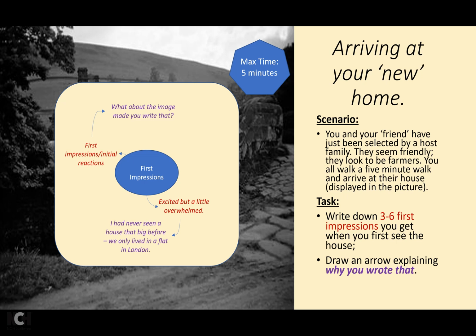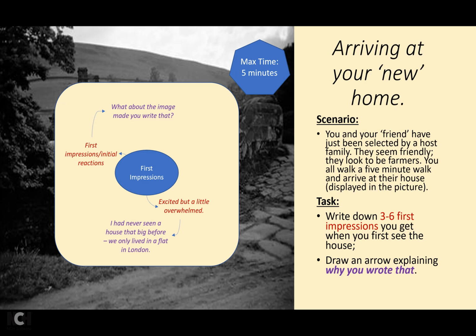As you can see on my map, I've got coming off it my first impression that is in red, and then in purple I put why I wrote that about the image particularly. So I've put, as my example, excited but a little overwhelmed. And then I've put that because I'd never seen a house so big before. We only lived in a flat in London. So what I'm doing is I'm taking some of the knowledge of my character, I'm taking some creative license. So in essence, I'm making some of it up, but I'm linking it back to the image, okay? And that is really important.